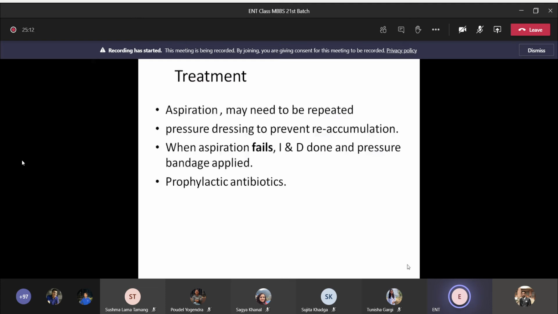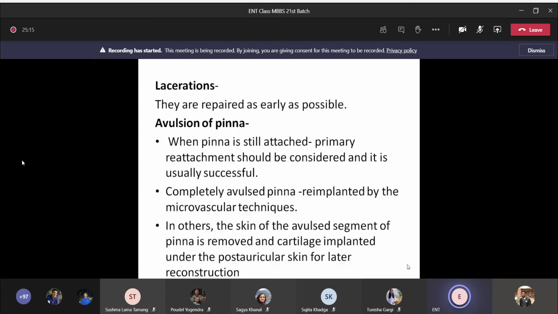Lacerations are whenever the pinna gets lacerated. They have to be repaired as early as possible. Then avulsion of pinna. When the pinna is still attached, primary reattachment should be considered, and it is usually successful. Completely avulsed pinna is re-implanted by microvascular techniques. And in others, the skin of the avulsed segment of pinna is removed and cartilage is implanted under the post-auricular skin for later reconstruction. So these are different techniques of treating avulsion of pinna.